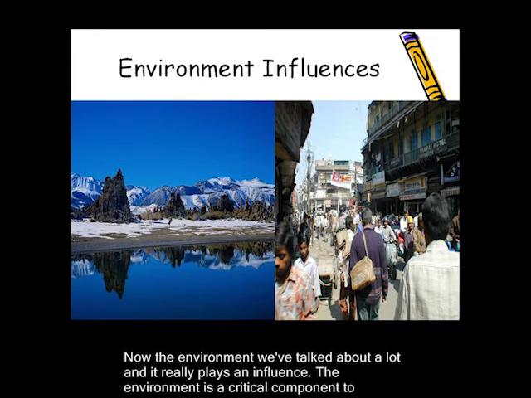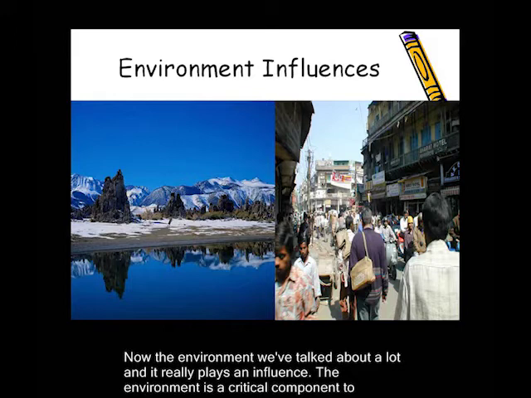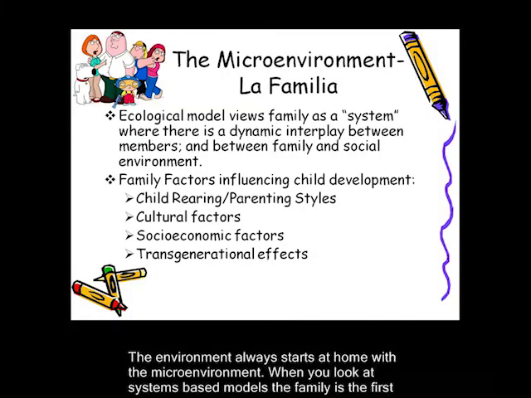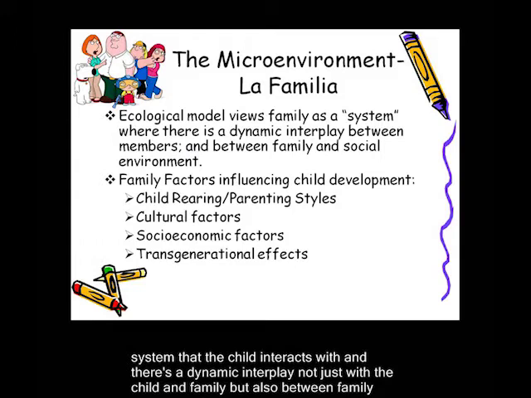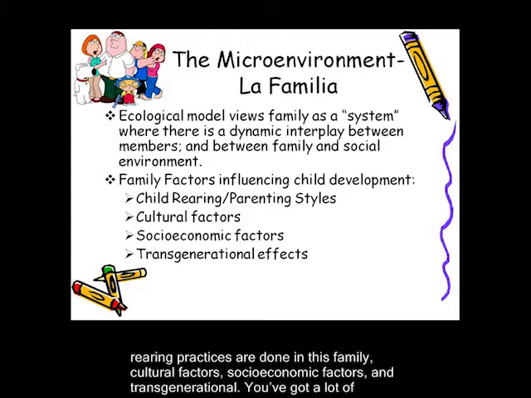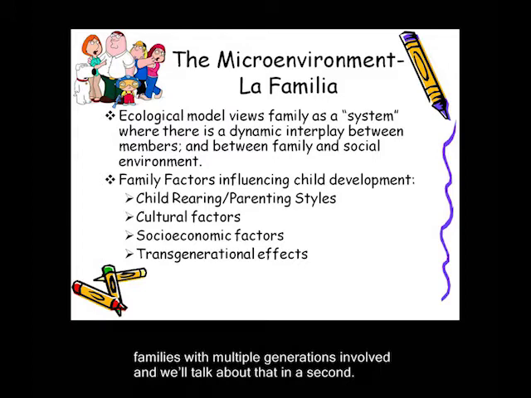Now, the environment we've talked about a lot, and it really plays an influence. Whether you're North Dakota or New Delhi, the environment is a critical component to helping you express some of your genetic characteristics. The environment always starts at home with the microenvironment. When you look at systems-based models, the family is the first system that a child interacts with. And there's a dynamic interplay not just with the child and the family, but also between family members. Family factors influencing child development include how parenting styles and child rearing is done in this family, the cultural factors, the socioeconomic factors, and transgenerational. You've got a lot of families with multiple generations involved, and we'll talk about that in a second.